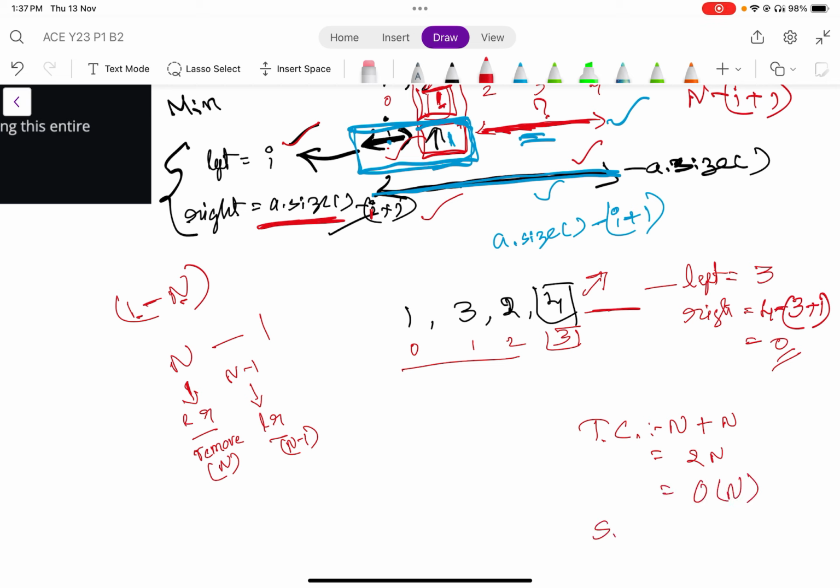So space wise, am I using any extra space apart from this array? No. So for this array also, order of n I will get. There will be variables, but they are constant. So this is about the time complexity and space complexity of this approach.